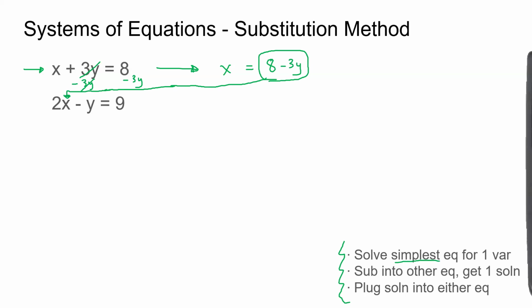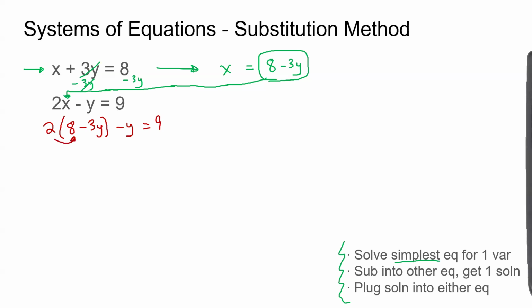And once I do that, I can start back up and I can say 2x, but now x is really 8 minus 3y. I've got that minus y in the problem right there. Together, that's all equal to 9. And see how we use that substitution method to knock the number of variables down from 2 to 1. Now I only have one variable, and I can solve an equation with one variable in it. So that's the whole game plan here.